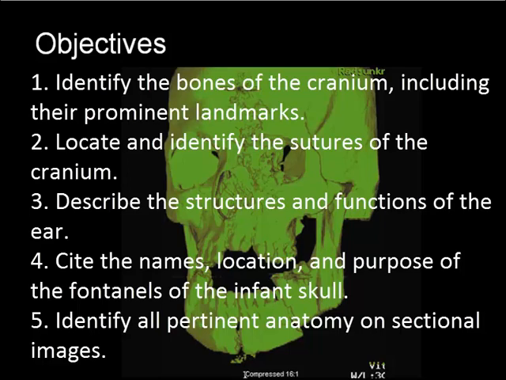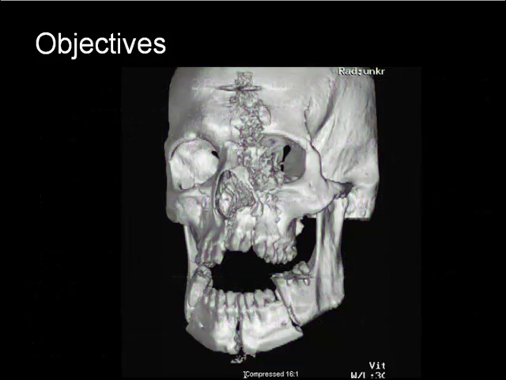To identify the bones of the cranium, including their prominent landmarks. 2. Locate and identify the sutures of the cranium. 3. Describe the structures and functions of the ear. 4. Cite the name, location, and purpose of the fontanelles of the infant skull. And then 5. Identify all pertinent anatomy on sectional images.